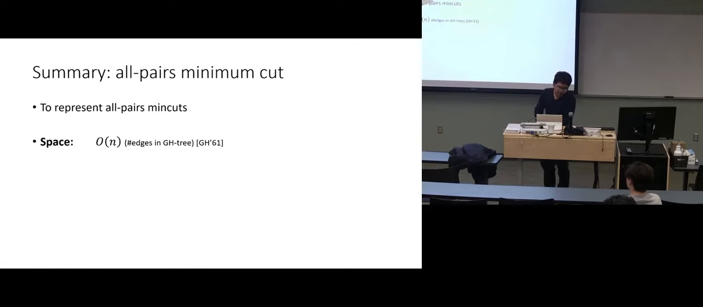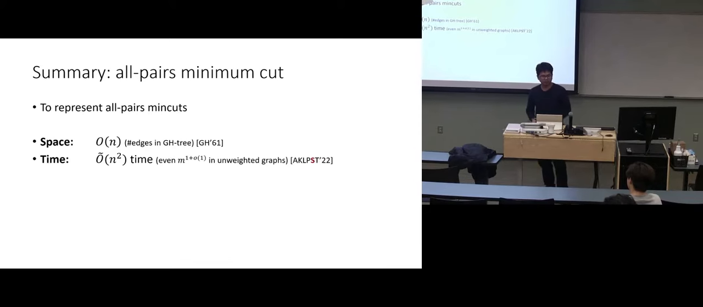Okay, so just to summarize, to solve all pairs minimum cuts, you can represent all of them in just n space, and that's been known for 60 years. And you can construct this representation in just n squared time, and that's only known since last year.